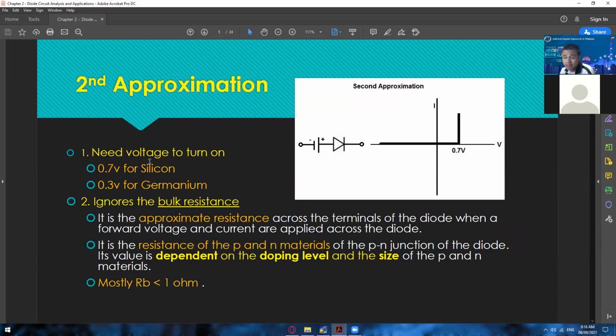So you now need the threshold voltage, wherein if it's silicon, then you have to deduct the 0.7 volts. Okay, the same with the germanium, but it only consumes 0.3 volts. Okay, and then the rest are the same. So this one also ignores the bulk resistance or the resistance.